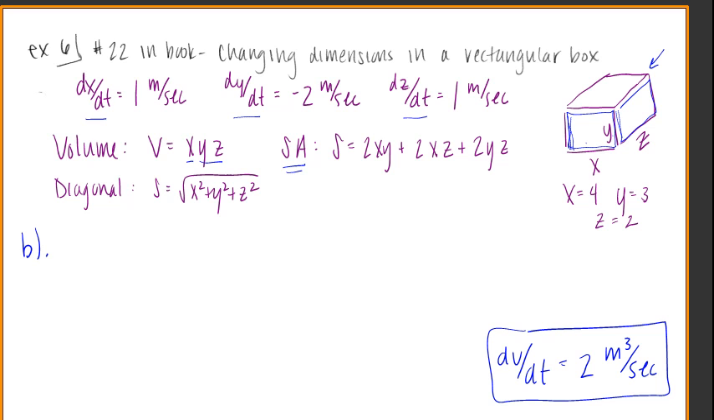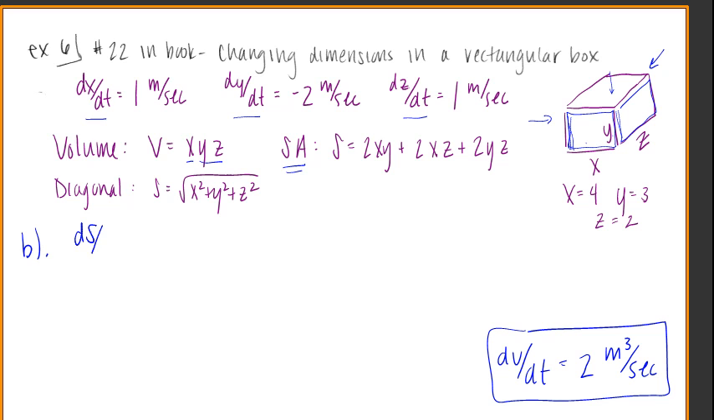You've got two of these. It's one on this side, and then one over here on this side. And then the xz, which represents the top and the bottom. That's why you always have a total of 2 of each one of those. Okay. So to start this problem out, we're just going to be taking the derivative of the surface area.